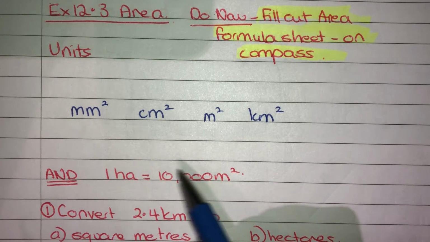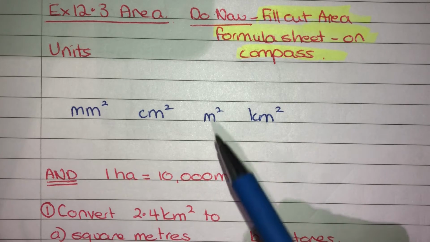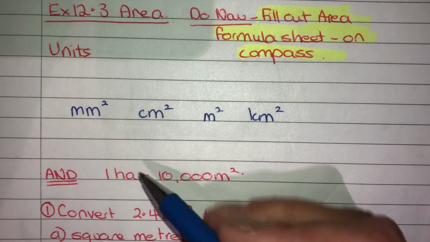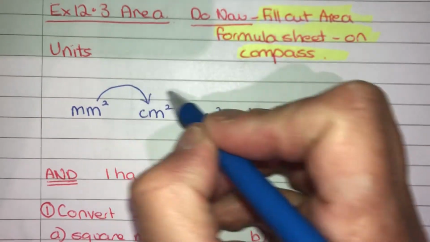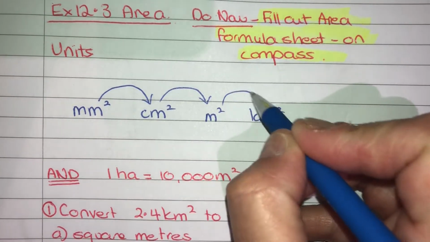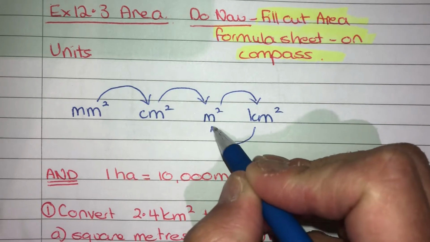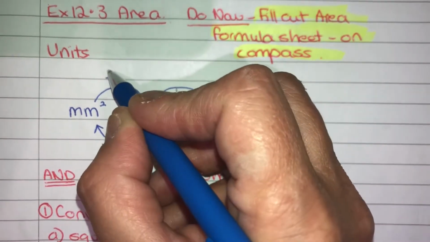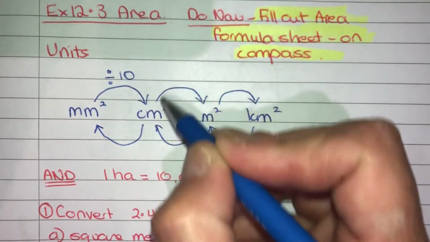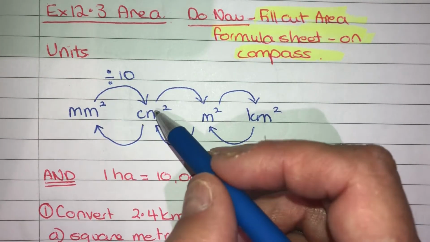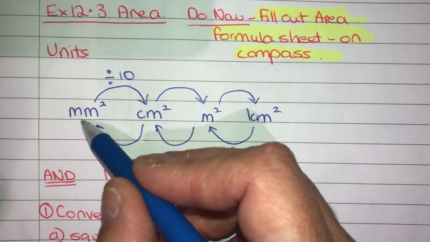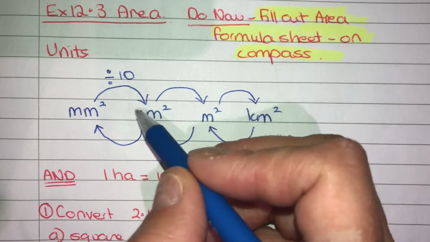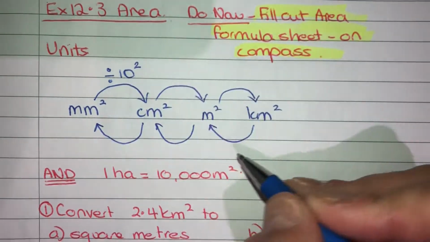This time, because we're doing area, we have squares on these, and we do the same thing except one little thing differently. So we're going to have our arrows still come along the top going to the right and along the bottom going to the left. And this one is still divided by 10. So we know that if it was straight from millimetres to centimetres, if we have 10 millimetres, we divide by 10 and we get 1 centimetre. But when it's squared, it's divided by 10 squared.